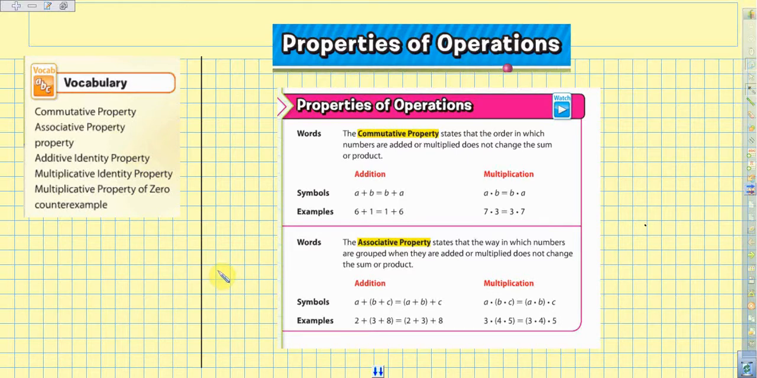This goes back to second grade when you started learning these properties. Some of them sound simple. Some of them are a little bit more complex, but we're going to go through all of the properties. These are found on page 367.